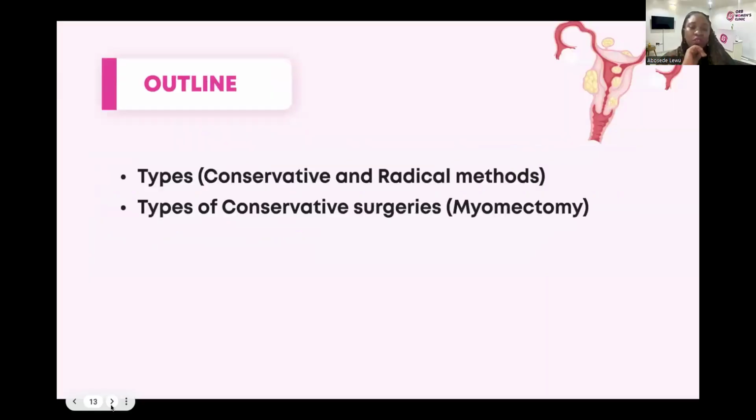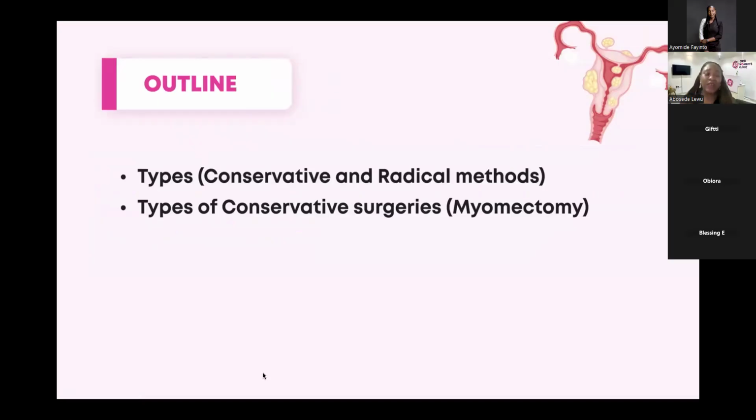So I'm going to be talking about surgical methods of taking care of fibroids. Generally, if you want to take care of fibroids, there are 2 options. You can do conservative or radical. The organ that is affected, the organ that becomes fibroid, is the womb. So some women will just tell you, I don't even want to see this fibroid again, just remove my womb. But we know that this is not the first choice for women that have not completed their family size, or they've not even had children.